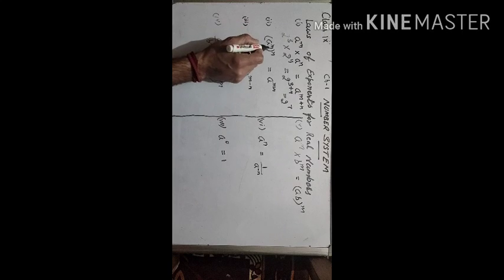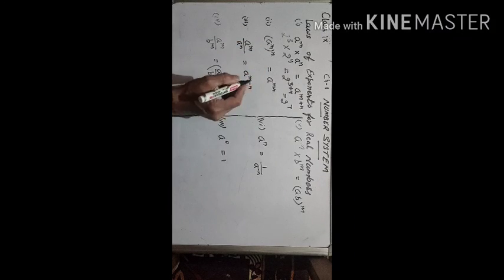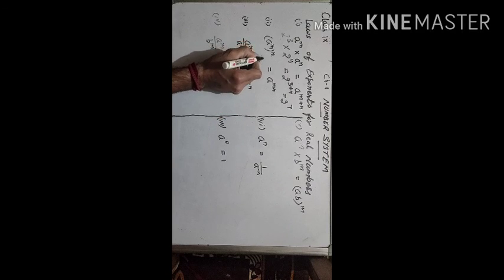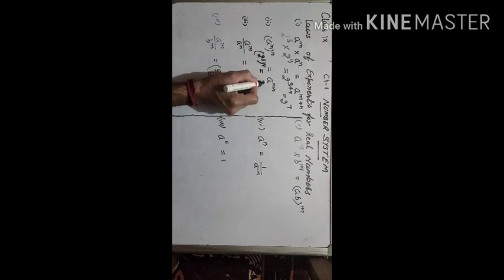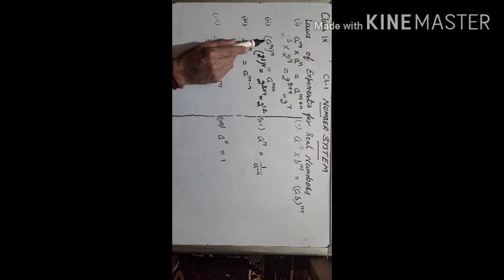Next law is a to the power m, bracket power n, that is equal to a to the power m into n. Suppose 2 to the power 3, to the power 4, that is equal to 2 to the power 3 into 4, that is 2 to the power 12. This is the second law, means a is base, power is m, then bracket, then these two powers will multiply to each other, a to the power mn.